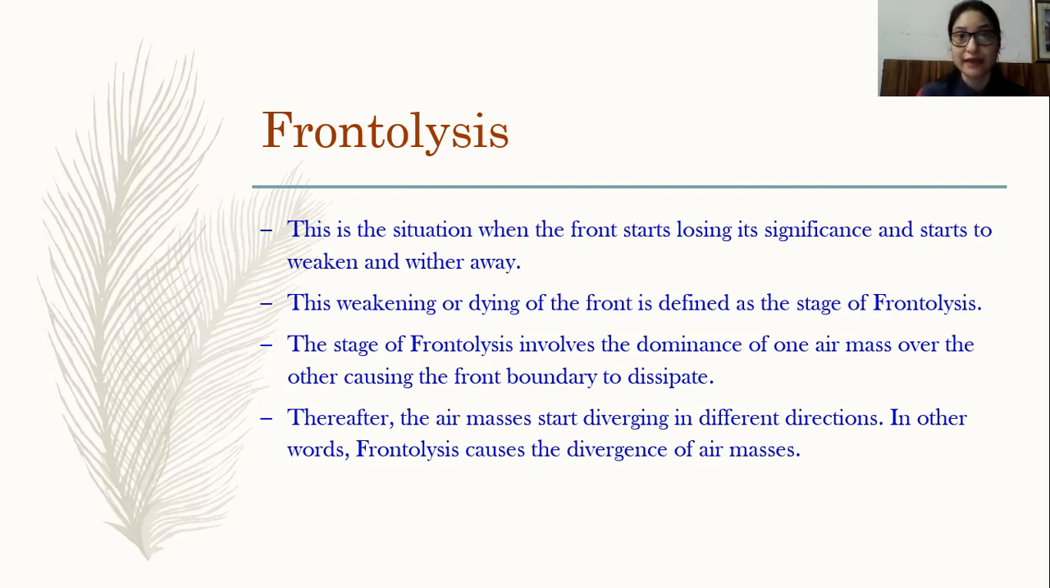And when I'm talking about cyclone, I'm basically referring to the temperate cyclones. So these temperate cyclones come to an end when the process of frontolysis begins. Thereafter, the air masses start diverging in different directions. In other words, frontolysis causes the divergence of the air masses.